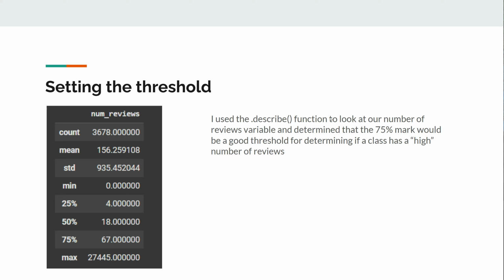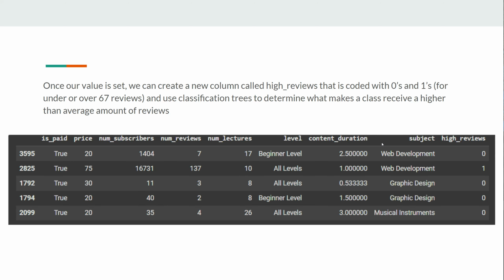We use the .describe function and just targeted the 75 percent threshold, and that ended up being 67 reviews. So this is our number for high reviews. If it was over this, we constituted it as a high review. And what we did was create a new column called high reviews and set a number equal to 0 if it didn't meet this threshold, and equal to 1 if it did.